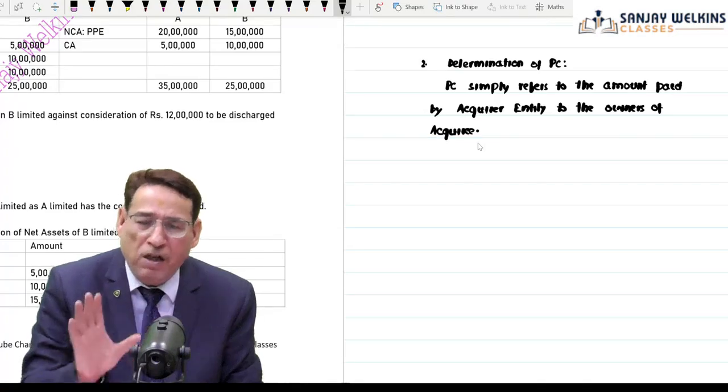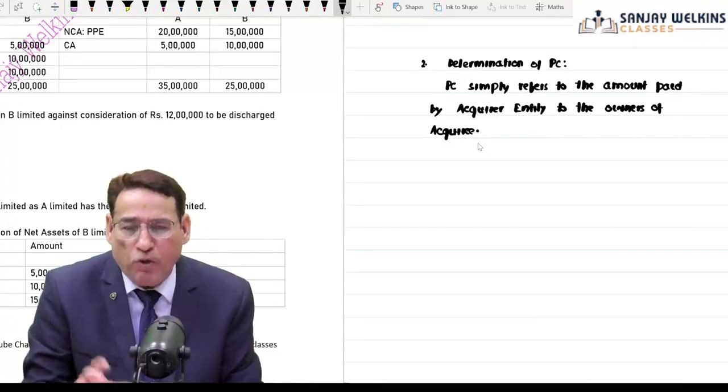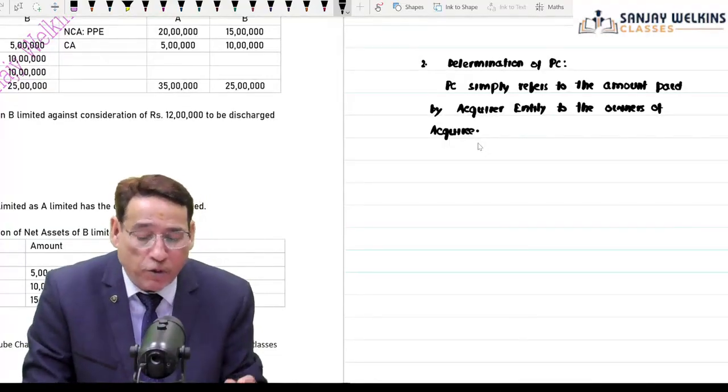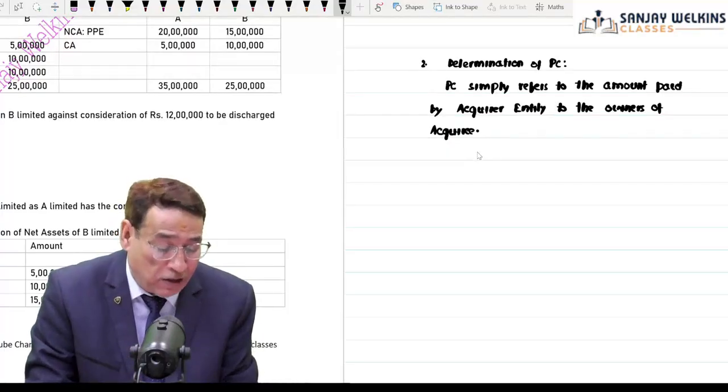It will be very clearly and comprehensively given in the question itself. But a concept-based question could be asked wherein you may be asked to compute the amount of purchase consideration. Generally, in the long question, it will always be given. But still, you should know.